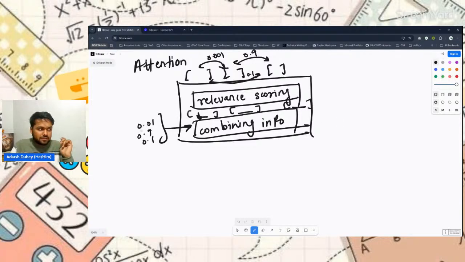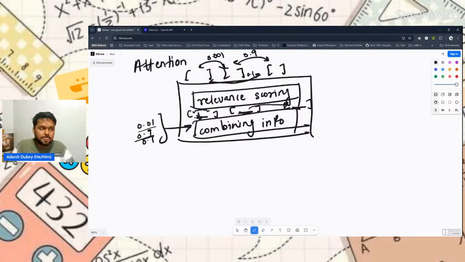Suppose the relevancy score is 0.01 for this particular embedding with respect to this particular embedding. It will update the values of this embedding, but not a lot, because it is not really relevant to the next two words, so its values don't need to be updated. But if this embedding is very relevant to this embedding, which we can see is 0.9, it will update the values of this particular embedding with respect to this. So it will take a lot of values from this embedding and infuse them into this embedding.